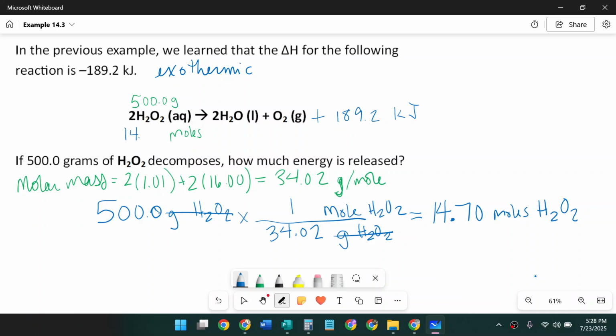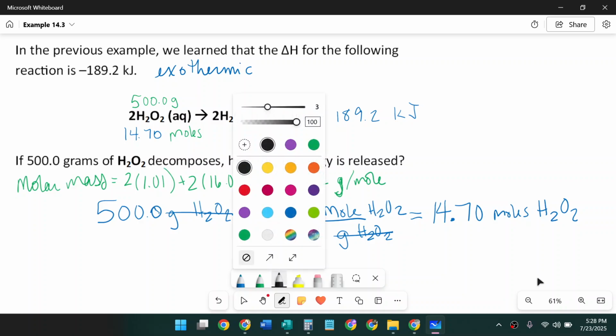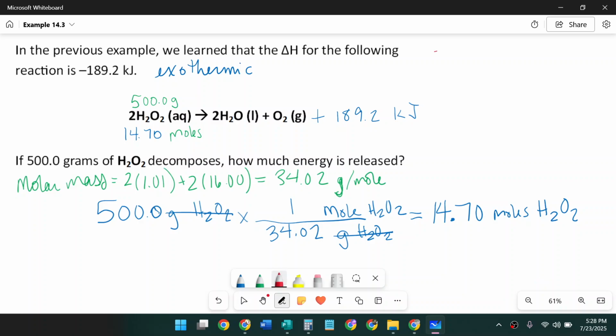All right, so let's fill that in over here. So we have 14.70 moles of this that we're working with. What we need to figure out is, we know that 2 moles of H2O2 is going to produce 189.2 kilojoules of energy. And so how much energy would 14.70 moles of the same thing, H2O2, produce?